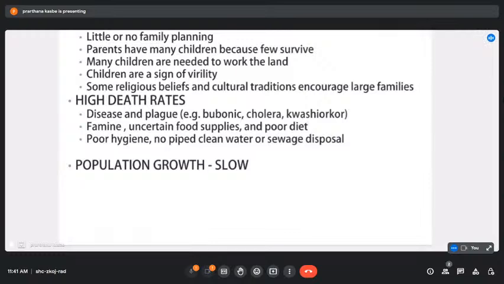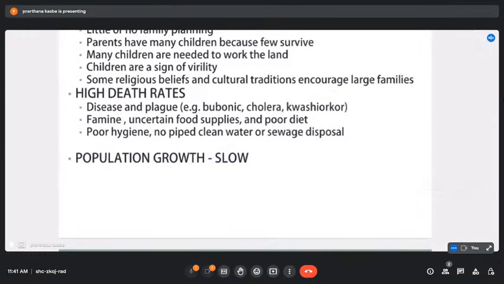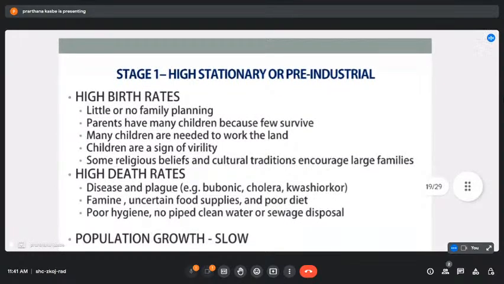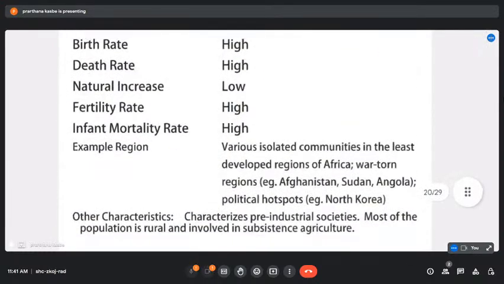दुष्काळ सदृश्य परिस्थिती असेल किंवा मग फूड सप्लाय हा कमी असेल किंवा मग डाएट जो काही आहार आहे तर तो निकृष्ट दर्जाचा असेल तर याच्यामुळे हा डेथ रेट वाढलेला होता. Poor hygiene, no pipe clean water and sewage disposal. So this is how the population birth rate and death rate is high in the first stage of demographic transition.